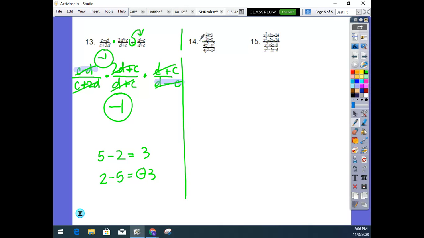All right. This is just a great big divide problem. So I leave the top divided by the bottom means I need to multiply by the reciprocal of the bottom. Now I need to factor the top, factor the bottom. This is already factored.